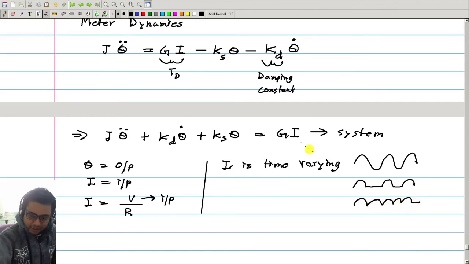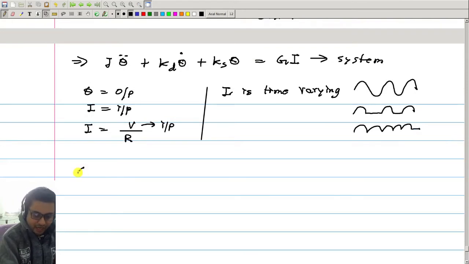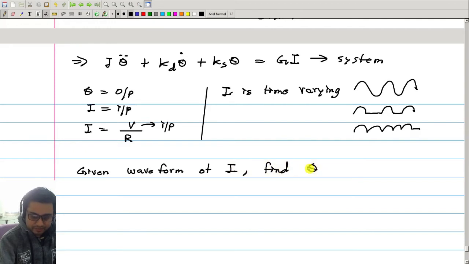Okay, so all these possibilities are there. And now our question is, what will be the deflection theta? Given the waveform of I, find theta. This is the question.